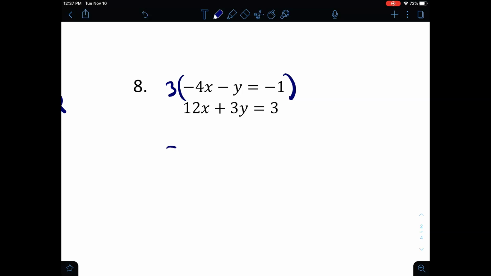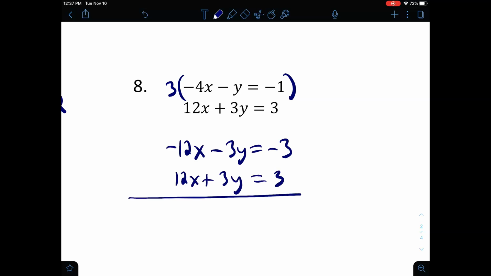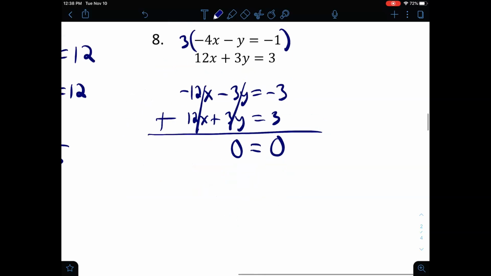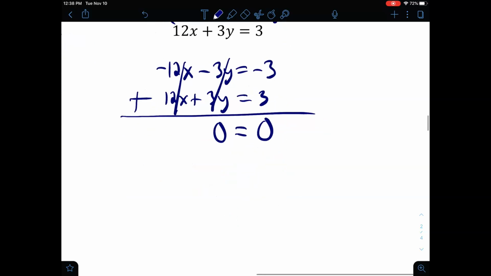So 3 times negative 4x is negative 12x minus 3y equals negative 3. And we get 12x plus 3y on the bottom equals 3. That stays the same. Add these straight down. These are going to cancel. These are going to cancel. And negative 3 plus 3, those are going to cancel. So we're going to get 0 equals 0. That's true, right? So how many solutions do we have? We have infinitely many solutions.